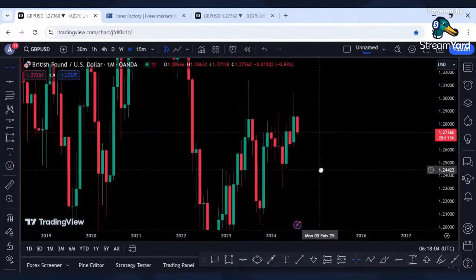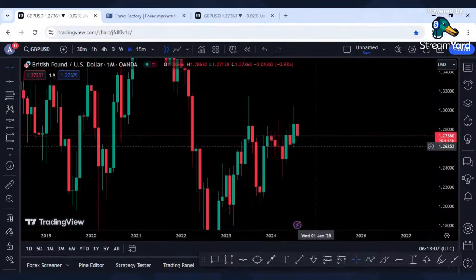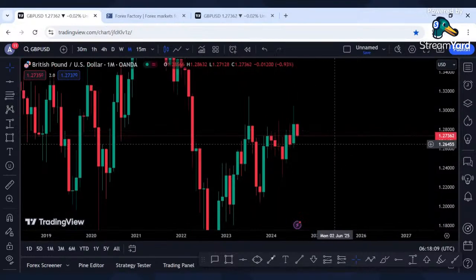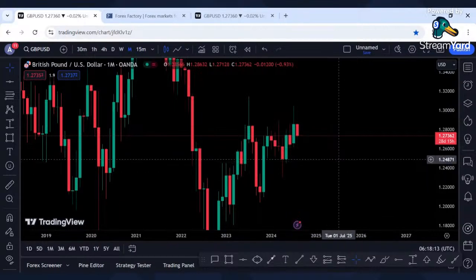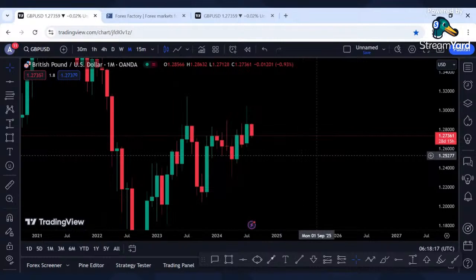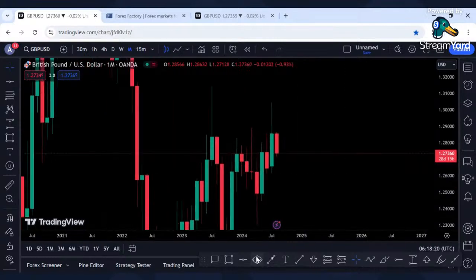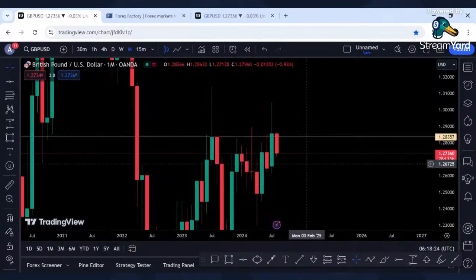On the top down analysis, you have to check what is happening on the monthly time frame. Then you move to the lower time frames, in case you get an entry on the higher time frame, you take advantage of it. So first of all, you check the monthly time frame.